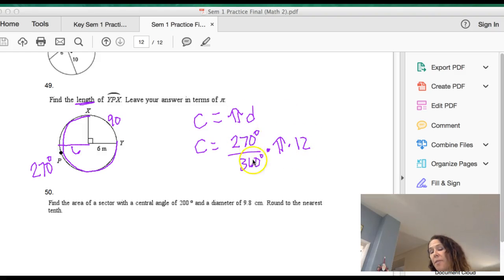So we're just going to do the piece of the circumference. Go ahead and do the math on this. Leave your answer in terms of pi. If I do 270 divided by 360, I'm going to get 0.75 or 3/4. And I multiply that by 12, I'm going to get 9. So this is just going to be 9 pi.